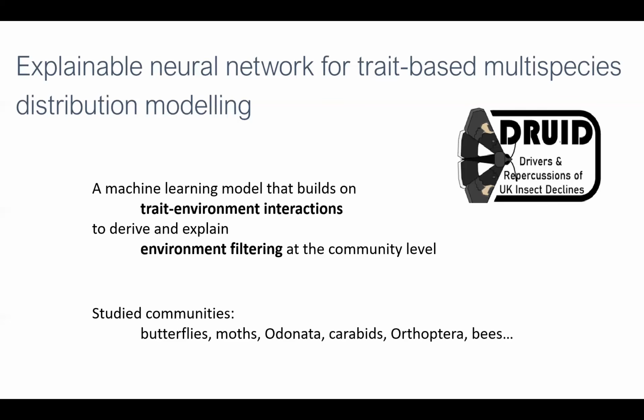All right, so I will present here an example of what we can do at Rothamsted with the kind of data we collect in the Rothamsted Insect Survey. In that case, that's training models. Here it's a model that we developed within the DRUID project, which includes Rothamsted, CEH, Leeds, and Reading universities. It was published earlier this year in Methods in Ecology and Evolution under the title Explainable Neural Network for Trait-Based Multi-Species Distribution Modeling. To put it in other words, it's a machine learning approach that builds on trait-environment interactions and is able to derive or explain the environmental filtering and build predictions on that.